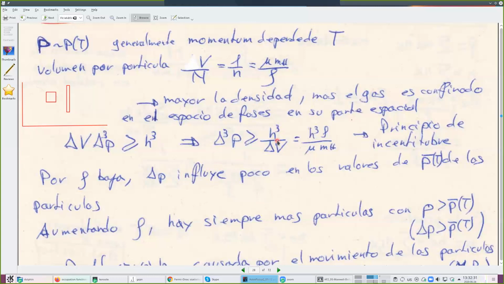But usually this uncertainty is so small that it doesn't matter. At a certain moment, this pressure starts to increase and be important. So it is the pressure that is actually influencing the gas.